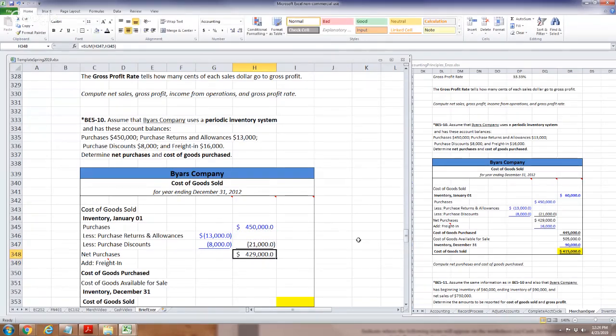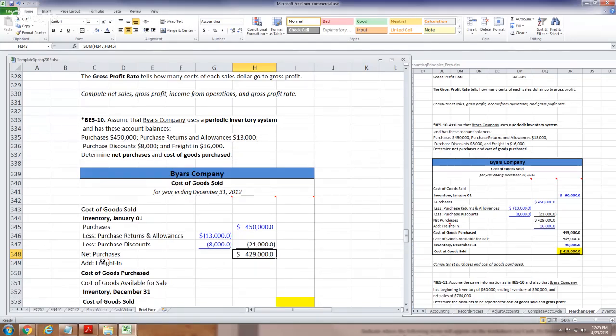But yeah, so you have purchases of tires, let's say 450,000, and then you returned a couple to Cooper, whoever you bought the tires from, that type of thing. And this is 429. That's your net purchases. So we use purchases, returns, discounts. Yeah, there's a freight in on this.